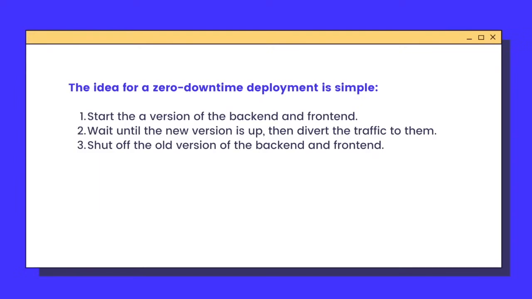You start a new version of the backend and front end, you wait till they're up, and then you shut off the old version of the backend and front end. So this happens in both rolling and blue-green deployments. However, it's difficult to update the IP addresses in DNS itself. If our rolling deployments required changing these values directly in DNS, that wouldn't work very well for various reasons.